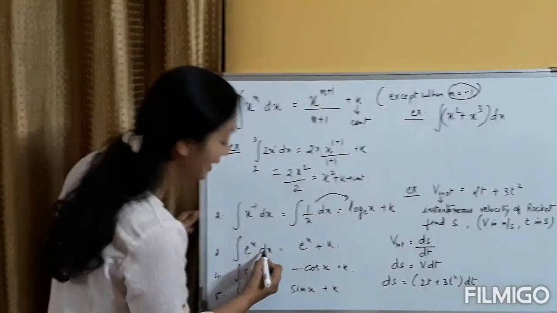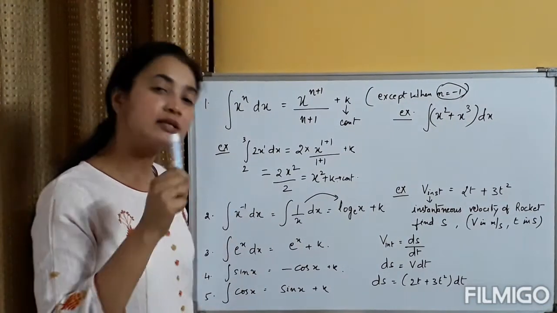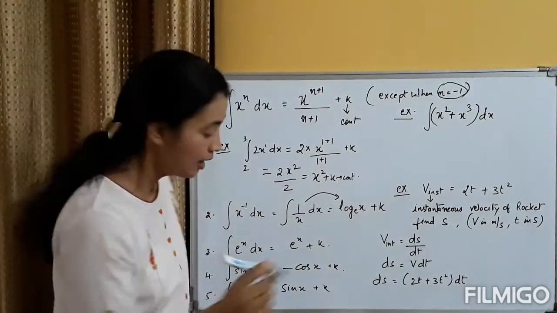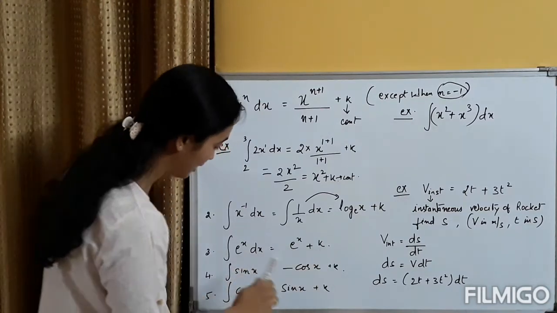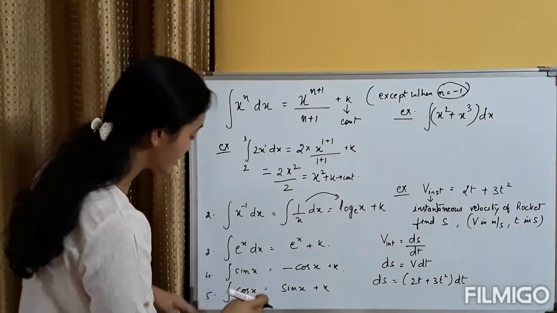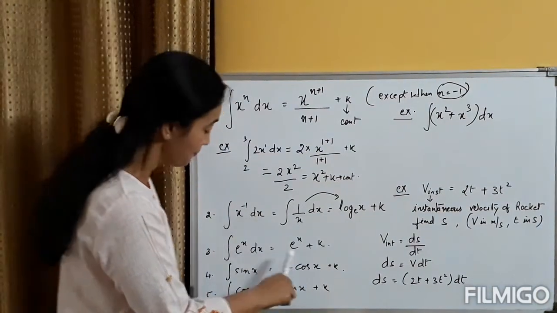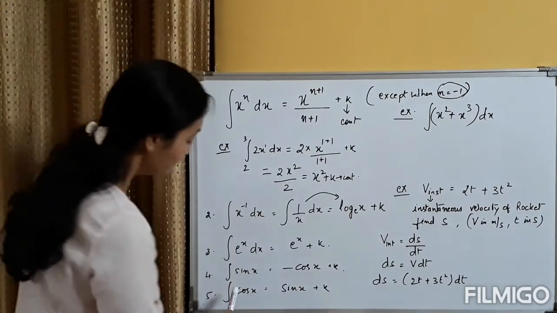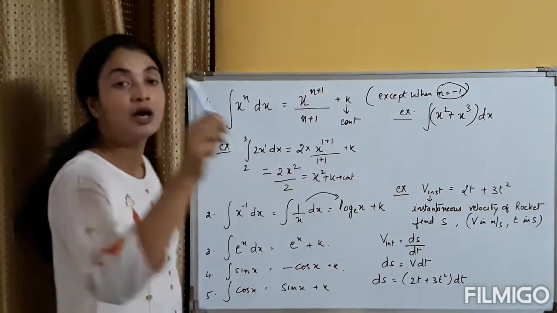Then next is e power x dx. Do you remember I told you about e power x? The differentiation of e power x is e power x. The integration of e power x is again e power x only. You get the same result when we integrate it with respect to dx, e power x with a constant. Then sin x and cos x. It's just the reverse. Integration of sin x is minus cos x, and integration of cos x is plus sin x. Isn't it? Integration of sin x is cos x with a negative sign, and cos x gives sin x with a positive sign.